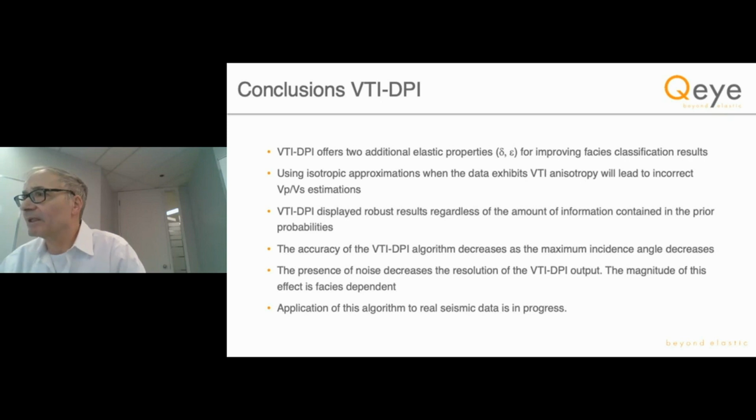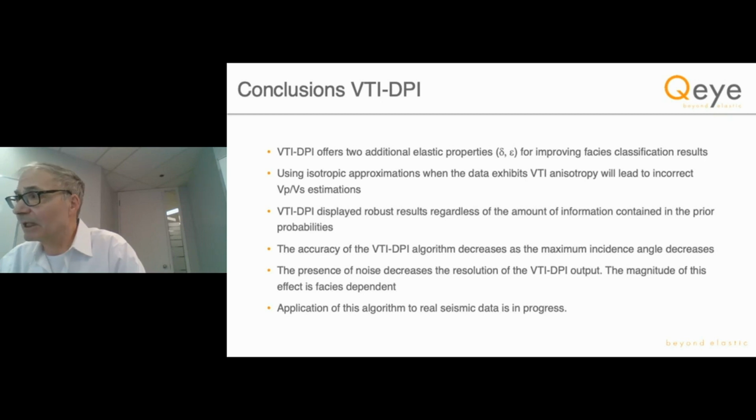The anisotropic extension of that, VTI DPI, offers 2 additional elastic parameters to be able to separate the facies and for improved classification. It overcomes the isotropic approximation when you have VTI that causes incorrect VP/VS estimations and false positives in the isotropic sense. VTI DPI displays a robust result regardless of the amount of information, so the test on the limited prior was quite robust. It didn't really reduce the accuracy. However, the accuracy of the VTI algorithm does decrease by reducing the maximum angle.